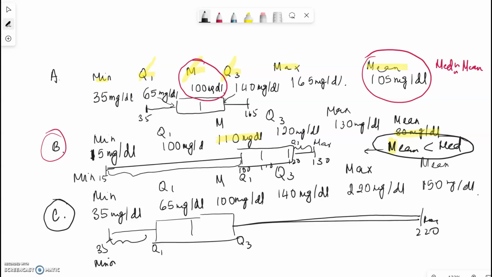Another way of determining a skew is by comparing the median and the mean. The mean is greater than the median. Remember that the median is resistant to outliers. The mean gets pulled in the direction of the skew. The mean is greater, which means the skew is to the right.